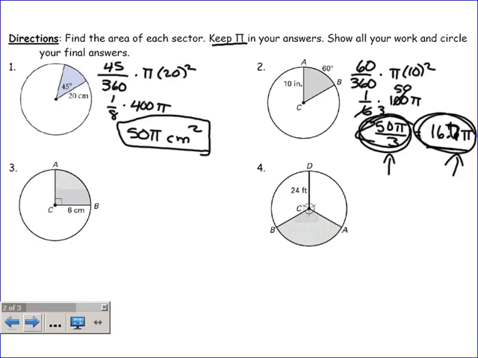Simplify your fraction. Number 3, it says 90. So we'd just say 90 over 360 times pi r squared. So that's pi times 6 squared.